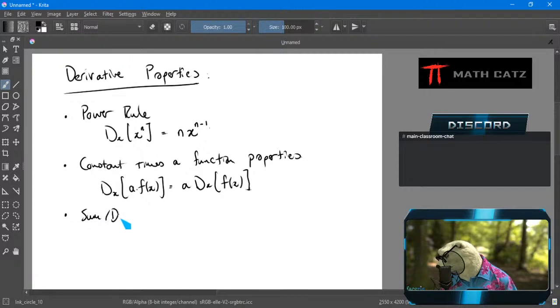Next, we have the sum or difference property. Don't know why the power rule is called a rule, but the others are called properties. Whew, that was ugly writing.